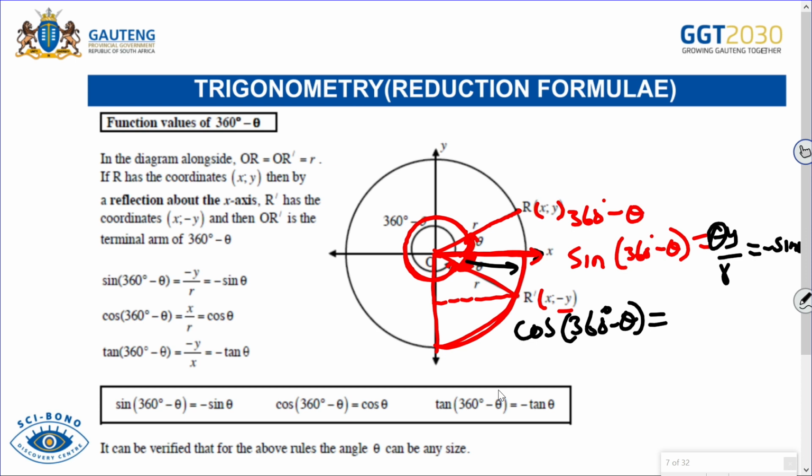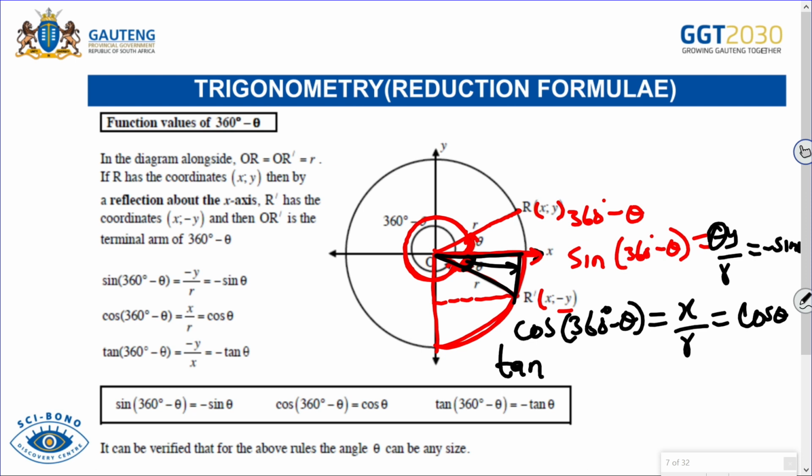And in the fourth quadrant, cos of 360 minus theta. If I'm looking at this angle and this triangle again, the side which is adjacent is going to be positive x, all over your hypotenuse, which doesn't change the sign, it remains positive r. So you'll get that your cos is positive in the fourth quadrant. So you get positive cos theta.